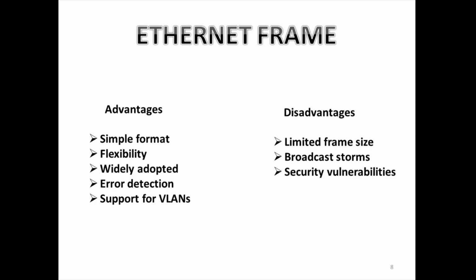Security vulnerabilities. The Ethernet frame format does not include built-in security features, making Ethernet networks vulnerable to security threats such as eavesdropping and spoofing. It has limited speed. That's a problem. Ethernet networks have a limited maximum speed, which may not be sufficient for higher speed applications or large scale networks. Then it has a distance limit also. The maximum distance between two devices on an Ethernet network is limited, which can restrict the physical coverage of the network. So this is all about the Ethernet frame.